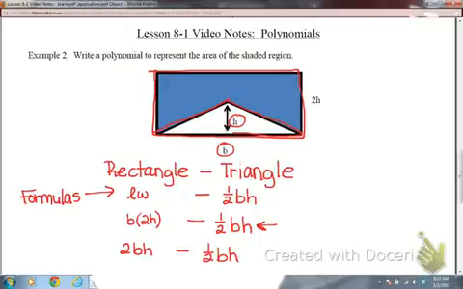And then we can look at this subtraction problem. Since these terms, we have a binomial right here.